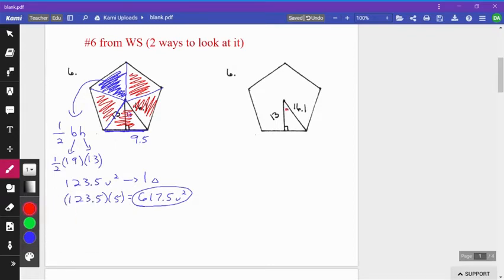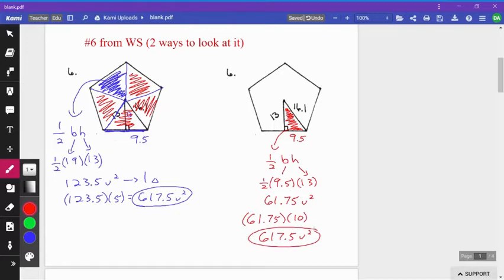Another way of looking at it is just taking a look at this right triangle. I still get this side as 9.5 by the Pythagorean theorem, but now for this triangle, the equation is still 1/2 base times height, but the base of this triangle is the 9.5 and the height is going to be the 13, and when I multiply those out, I get 61.75 units squared. Now I've got to remember how many of these triangles are in the pentagon. I could draw them all in, but there are going to be 10 of those triangles, which will still give me 617.5 units squared for the entire shape, because now I am figuring out all 10 of these triangles.